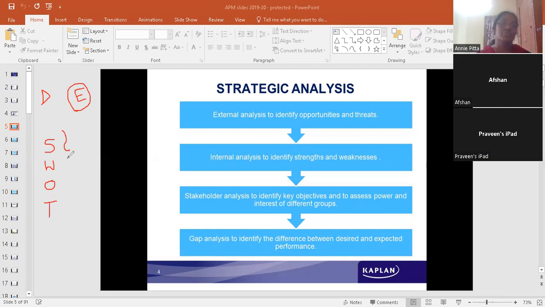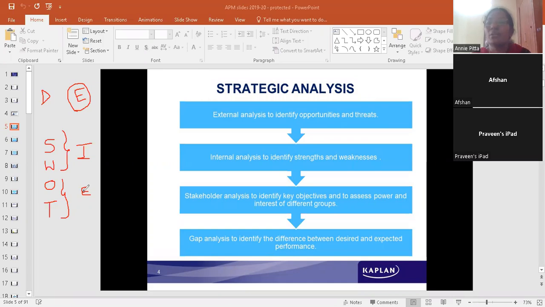S and W are internal factors. O and T are external factors. Strengths talk about what the organization is good at, what their strength is, which can be known.